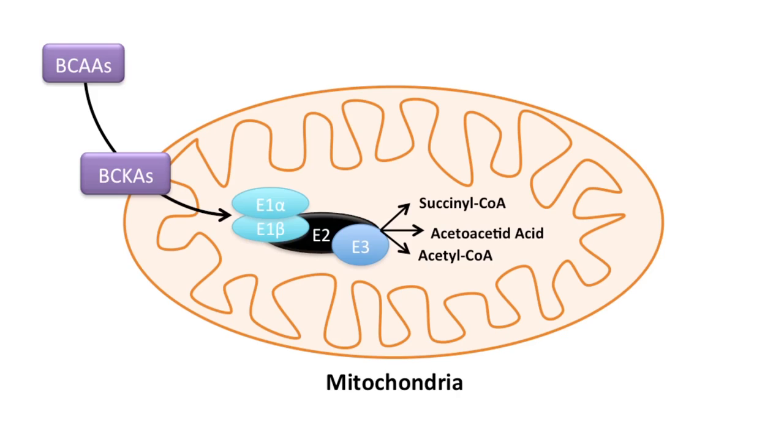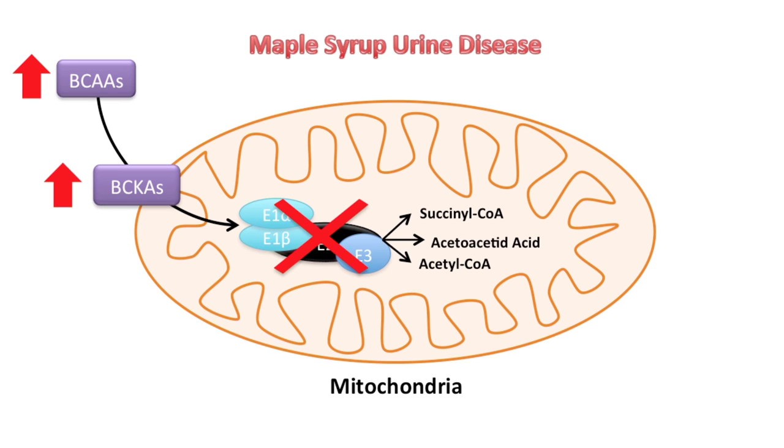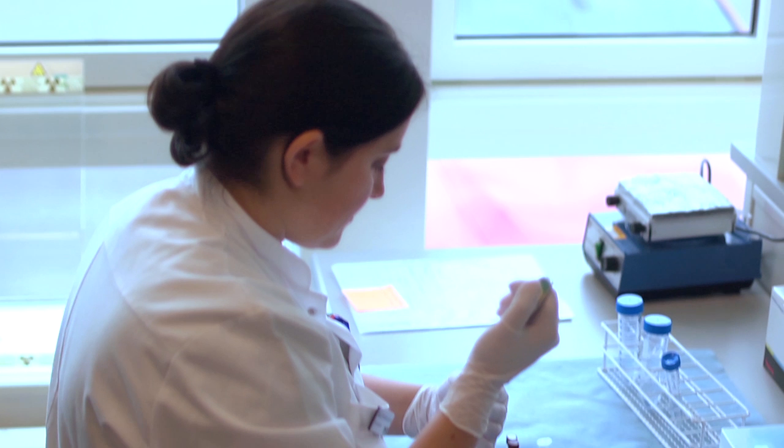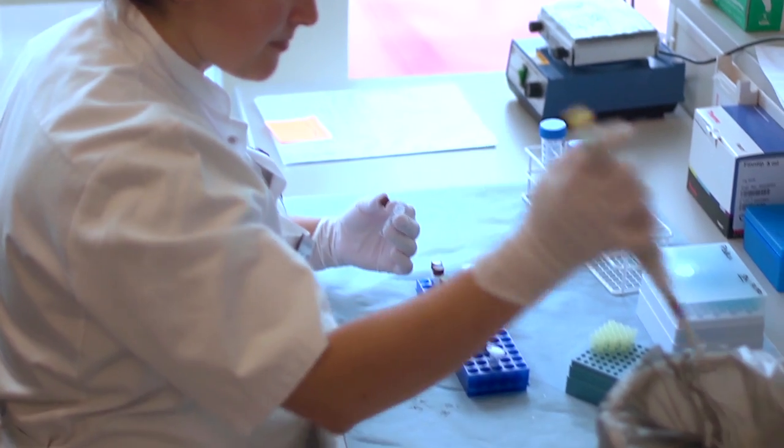Maple syrup urine disease, MSUD, is a disease caused by a defect in the catabolism of branched chain amino acids. This is more specifically in the branched chain alpha-ketoacid dehydrogenase complex, which is located in the mitochondria and is a multi-enzyme protein complex. This study has been done in collaboration with Dr.